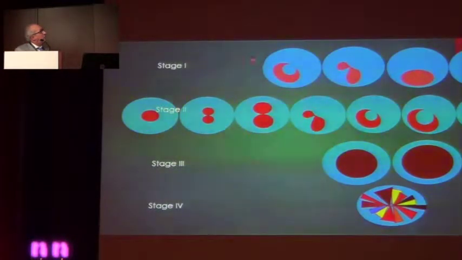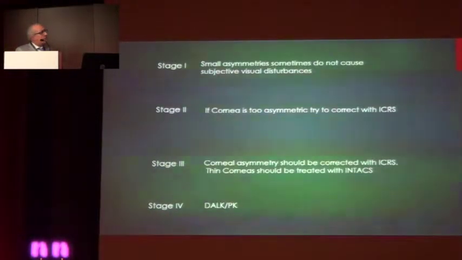keratoconus has 4 stages. It's very different to treat different stages. In the first stage, small asymmetries sometimes do not cause subjective visual disorders. In the second, if the cornea is too asymmetric, try to correct with intracorneal rings. In the most frequent scenario, corneal asymmetry should be corrected with intracorneal rings. Thin corneas should be treated with Intacs. And in the fourth, a keratoplasty is necessary.